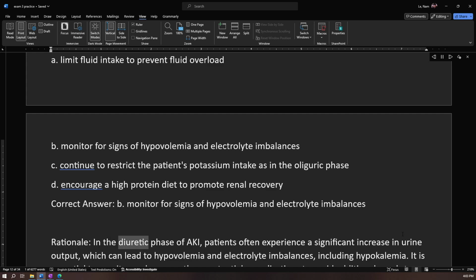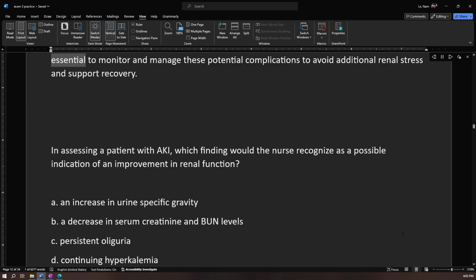Rationale: in the diuretic phase of AKI, patients often experience a significant increase in urine output, which can lead to hypovolemia and electrolyte imbalances, including hypokalemia. It is essential to monitor and manage these potential complications to avoid additional renal stress and support recovery.